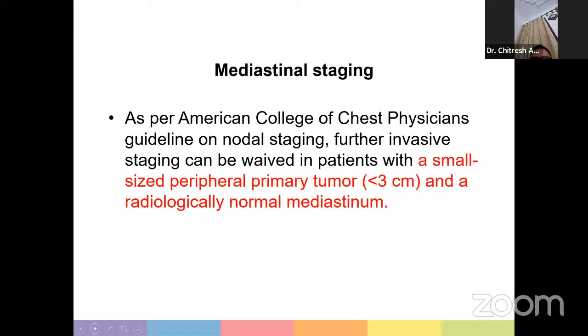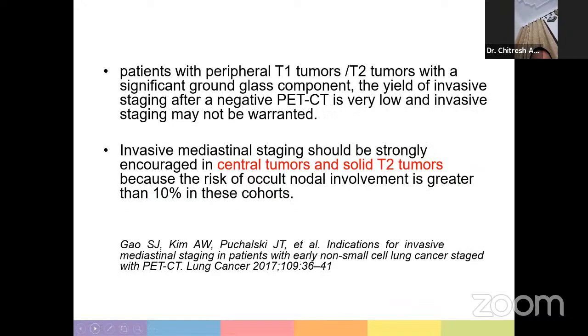As per the American College of Chest Physicians guidelines on nodal staging, further invasive staging can be waived for a patient who has a small peripheral primary tumor, less than 3 centimeters, and a radiologically normal mediastinum. Next slide, please. This is the gist: for a central tumor or a solid tumor which is more than T2 or so, it makes more sense to evaluate the mediastinum. And for such patients, we might even go for more invasive testing. Next slide, please.